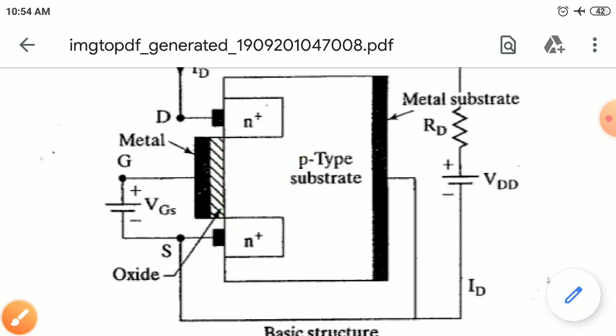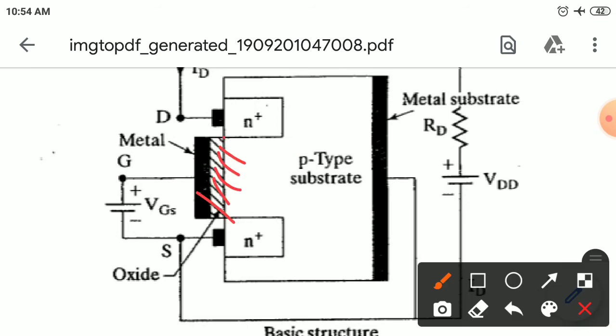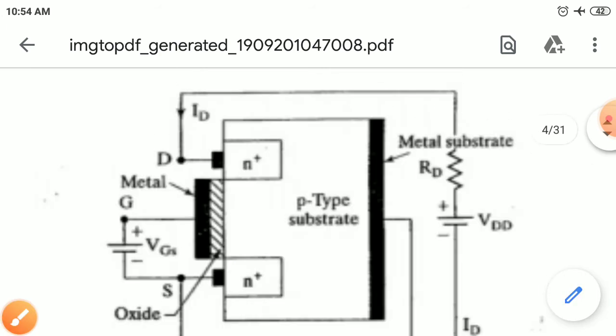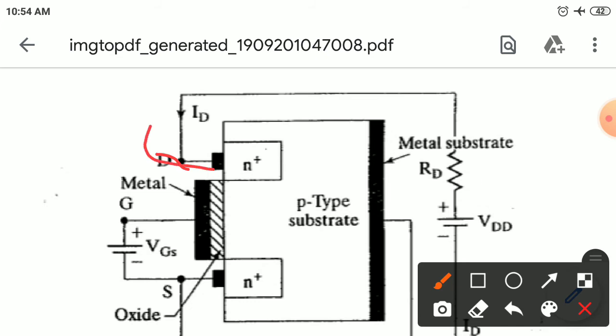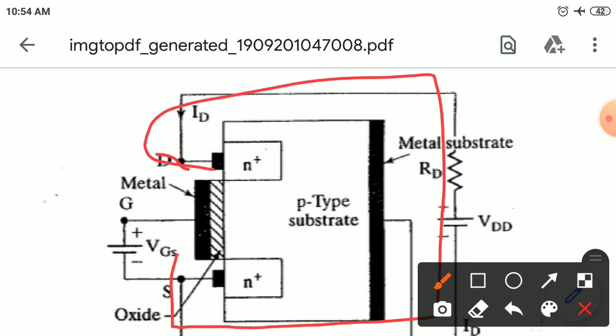The virtual n channel is formed here, and the current flows from drain to source like this, and comes to the source here. The polarities of VDS, IDS and VGS are reversed for the p channel enhancement MOSFET, which is shown here in the figure itself.